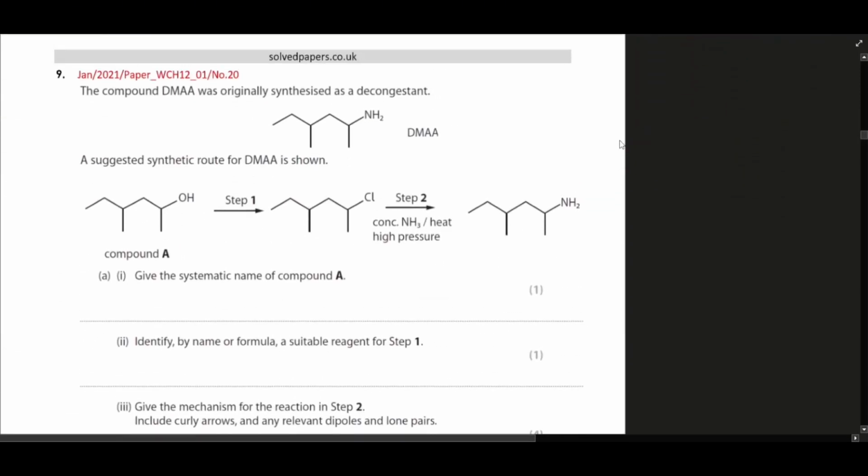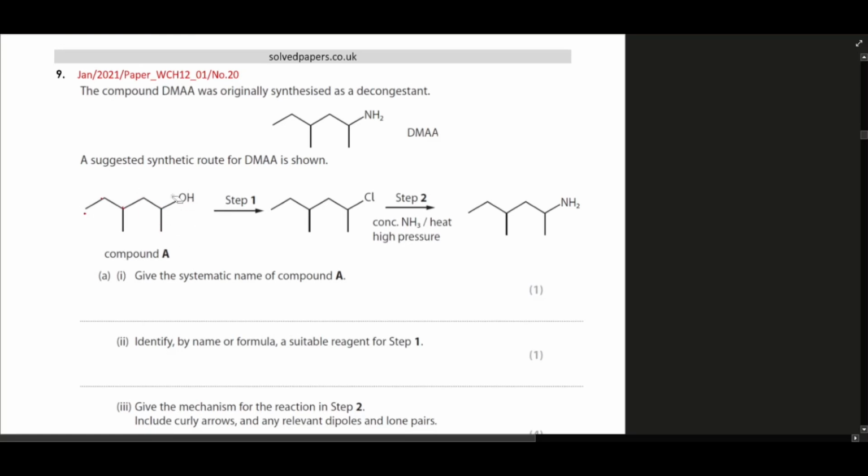The compound DMAA was originally synthesized as a decongestant. Give the systematic name of compound A. All right, tell me, what is the systematic name of compound A? It's pretty simple. One, two, three, four, five. It's an alcohol. Is it? Wait, one minute. One, two, three, four, five.